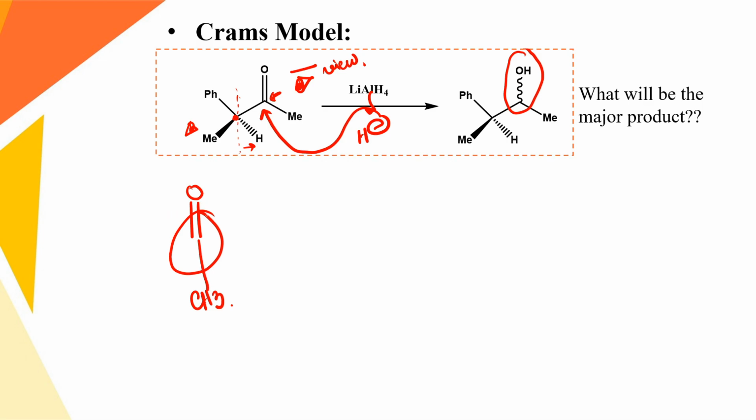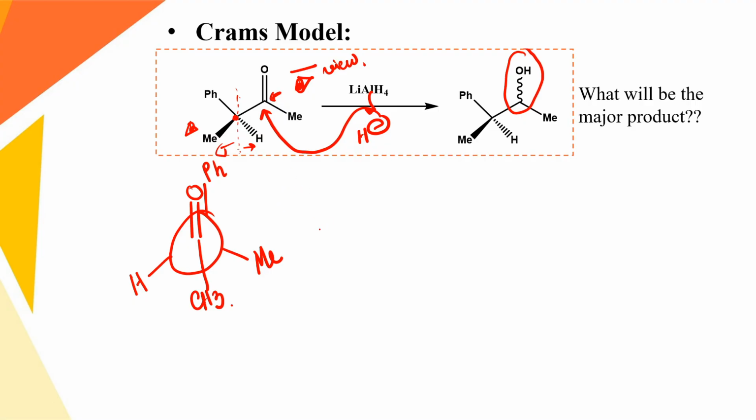So that Ph and O are in an eclipsing position, so we put the Ph here, and as you know this H is present on the right-hand side, but we are viewing from this side, so it will go here. And this Me is initially present on the left-hand side, but we are viewing from the opposite side, the mirror side, so it goes here.